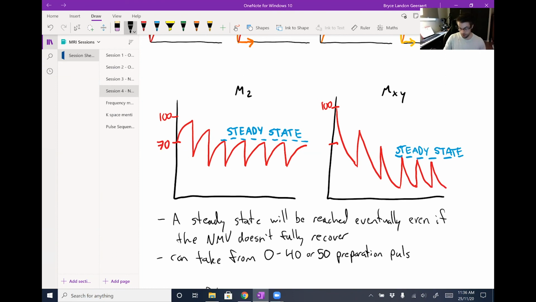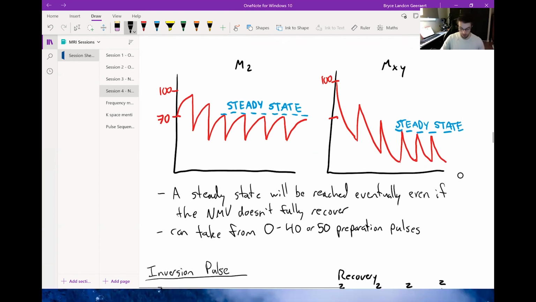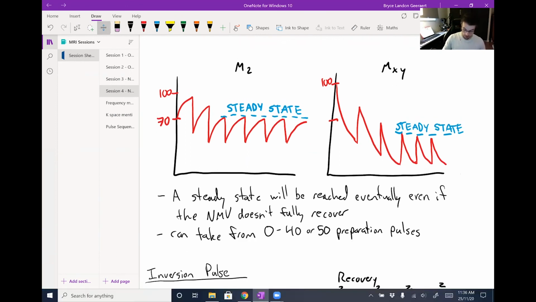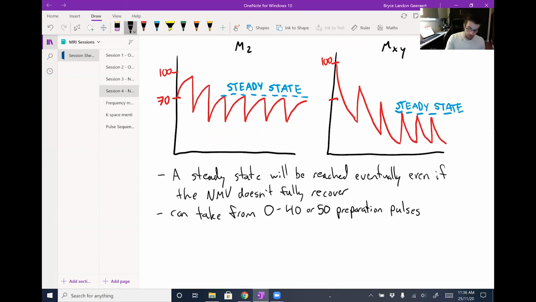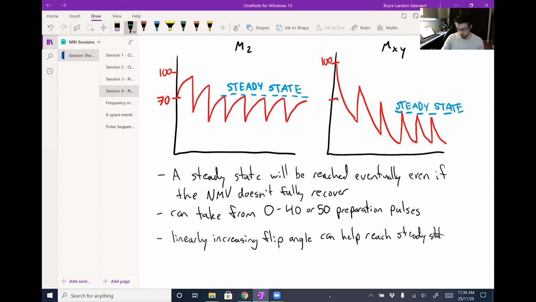But there are actually techniques that allow us to reach the steady state faster. I'm going to give myself a little bit of space here. The most common one is a linearly increasing flip angle. So that can help us reach steady state faster. And I'm going over this because it is basically the basis of T1 imaging on the MRI scanner.